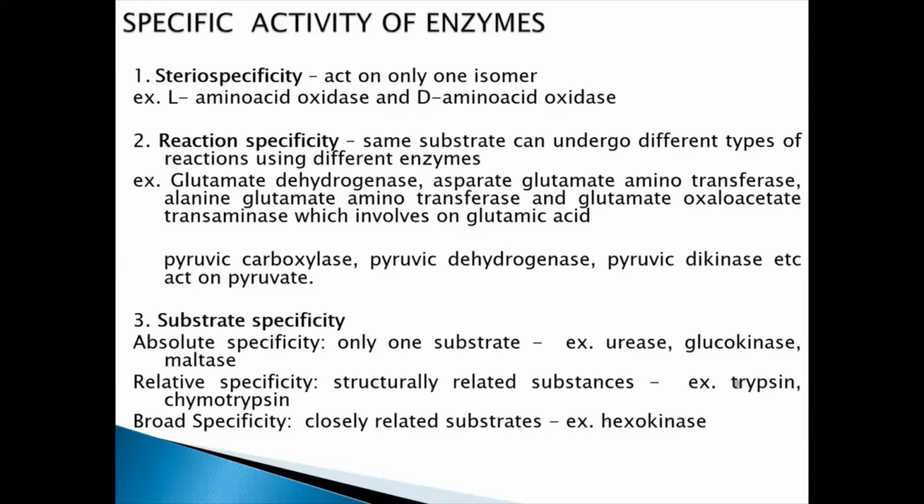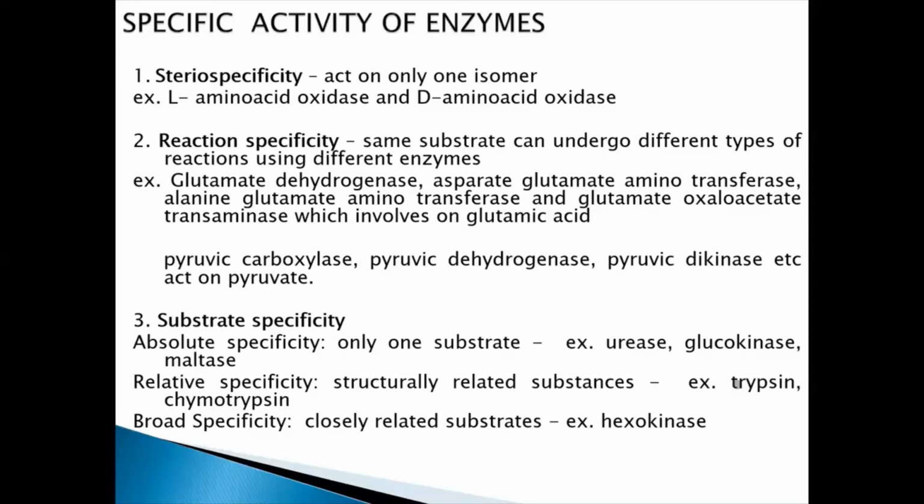Then you have something called reaction specificity. There are many substances which undergo different types of reactions using different enzymes. So when you see glutamate dehydrogenase or aspartate aminotransferase or alanine glutamate aminotransferase, all have glutamate in them, but based on the type of the reaction, the enzymatic action takes place. The same way you have pyruvic acid, which can be acted upon by pyruvic carboxylase, where you get carboxylation, that is, you add one CO2 molecule, one carbon to it, or pyruvic dehydrogenase, where you have NAD, NADP, and the dehydrogenase reactions occur. You have pyruvic dikinase. Everything acts on the substrate pyruvate, but it is based on the type of the reaction.